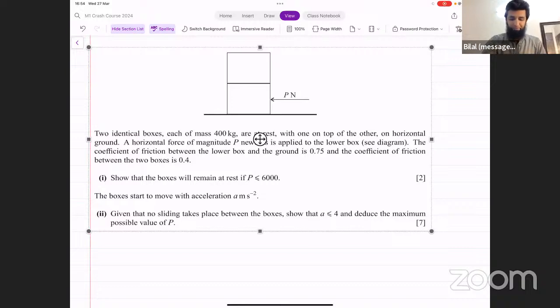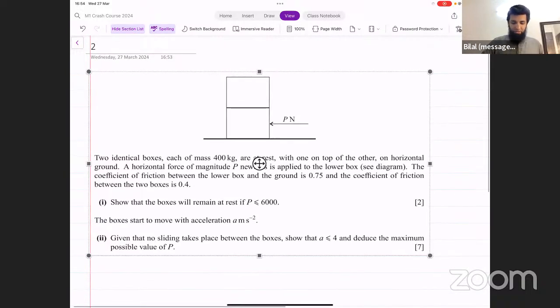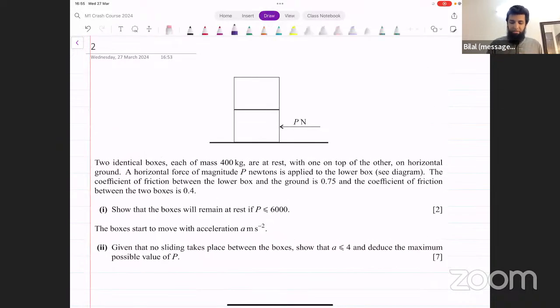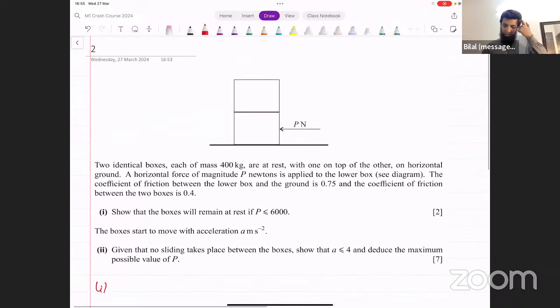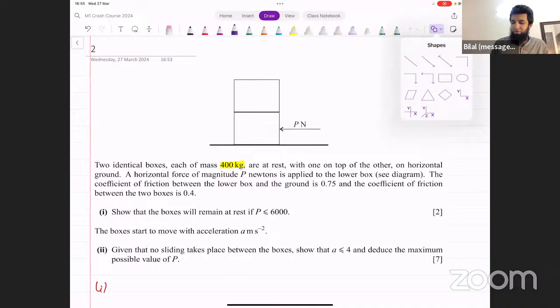Okay. So we have these 2 boxes, 2 identical boxes, each of mass 400 kg. They are at rest, with one on top of the other. They are on horizontal ground. So both of them have masses 400 kilograms. A horizontal force of P newtons is applied to the lower box. You can see that in the diagram. It's acting towards the left side. We can represent this force on the left side here, like this. This is the force acting towards the left, P Newton.